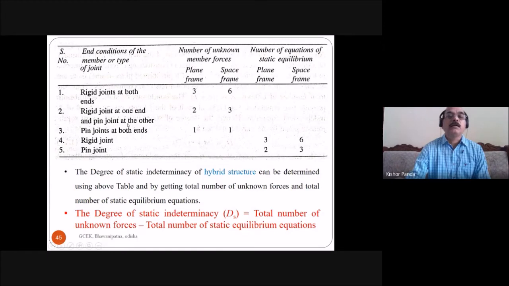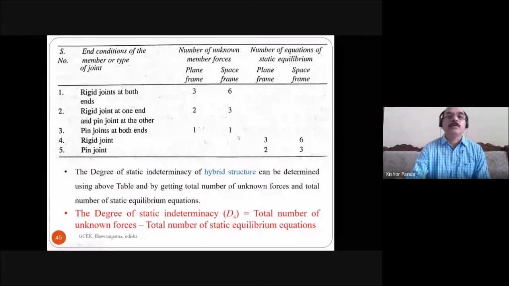Then when one end of the member is rigid jointed and the other end is pin jointed, in that case, you have to take the number of unknown member forces for plane frame as 2 and for space frame as 3. Then when both ends of the member are pin jointed, in that case you have to take the number of unknown member forces for plane frame as 1 and for space frame as 1. You have to remember this one.